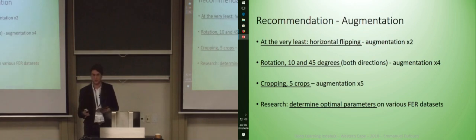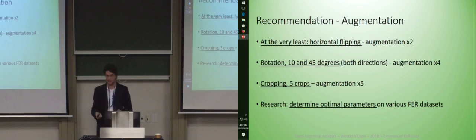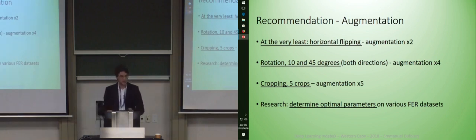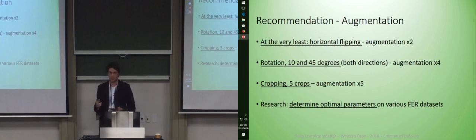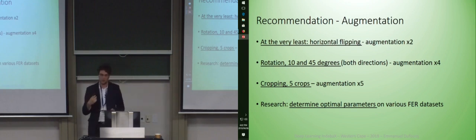I would definitely recommend at very least applying horizontal flipping and augment your data by 2. If you're interested in rotation, I would start with 10 and 45 degrees in both clockwise and anti-clockwise direction. Augment your data by 4 folds. Cropping is a good idea. You can crop on the 4 corners and the center, which augments your data by 5. And then if you flip each of those images, you essentially augment your data by 10 folds.